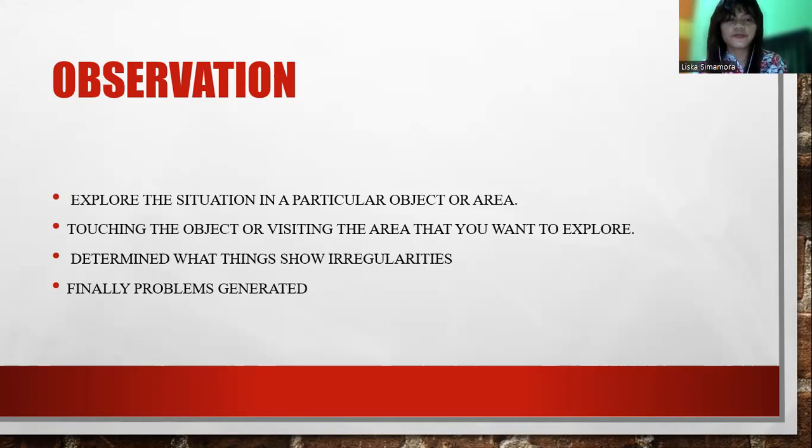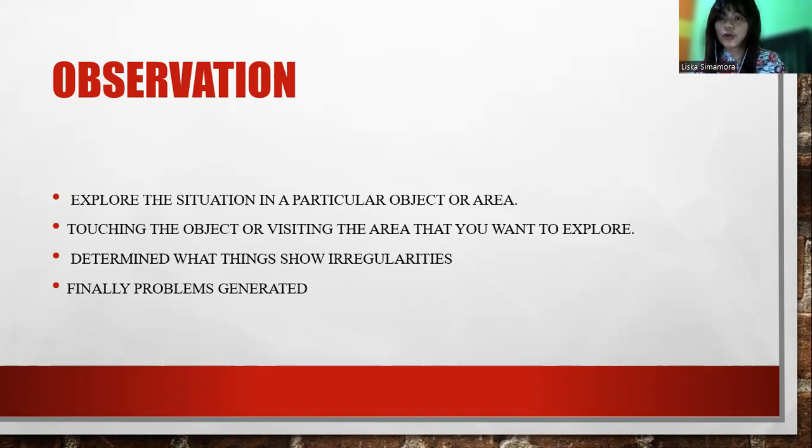So we visit that place and we observe the problem there. In this first line, I want to emphasize that we can do observation through particular things or through a particular area. If we want to see the problem in the object, it means we have to touch that object, or if we want to know the problem in the area, we have to visit that area.